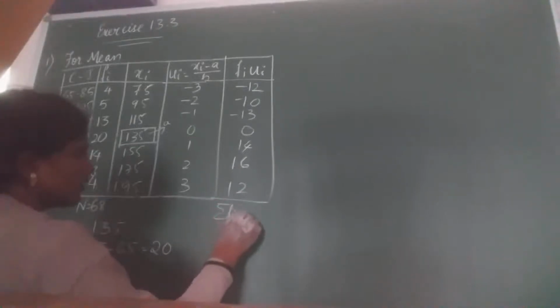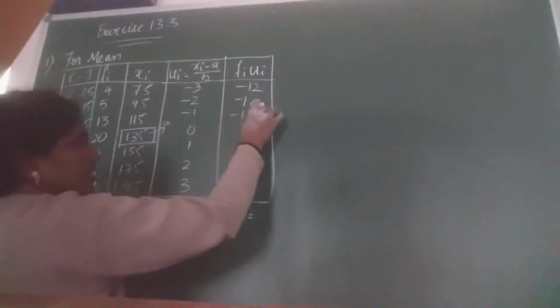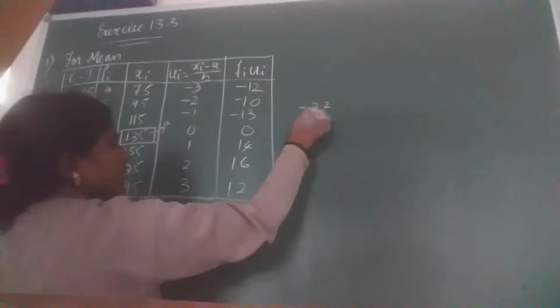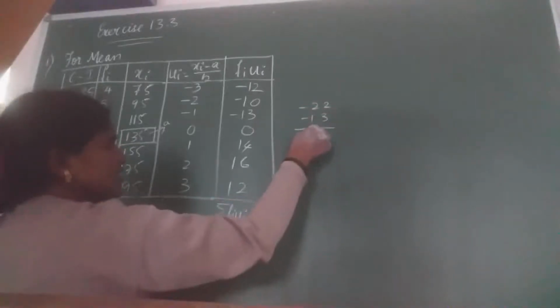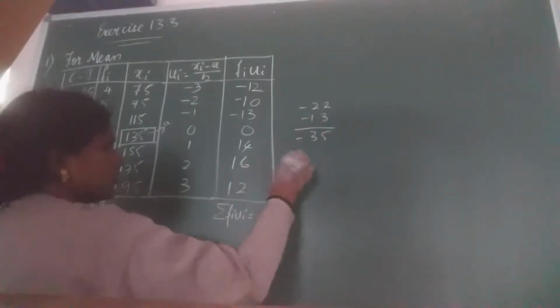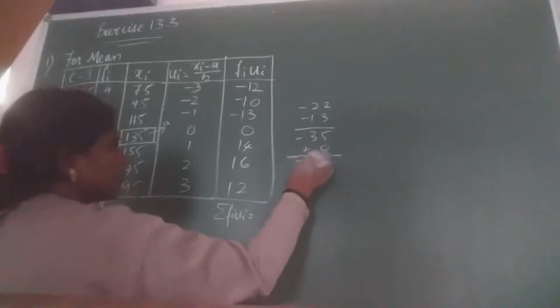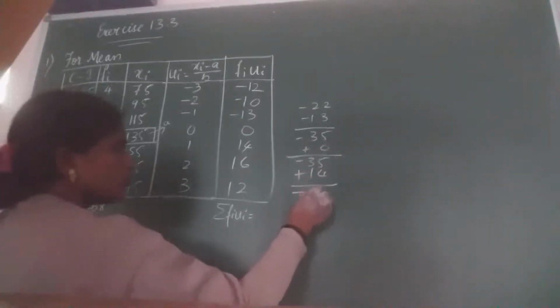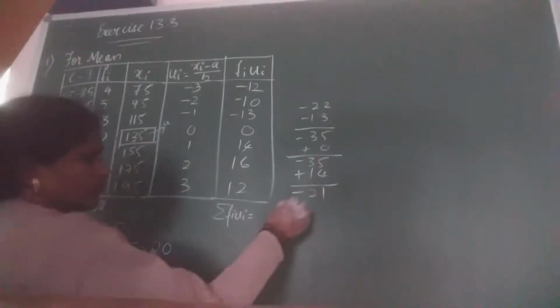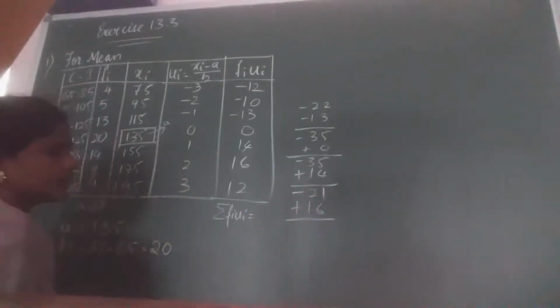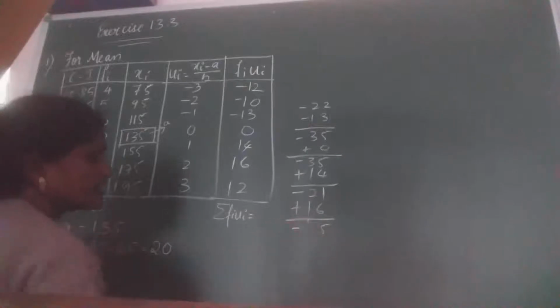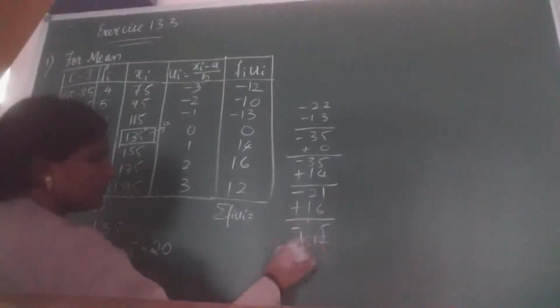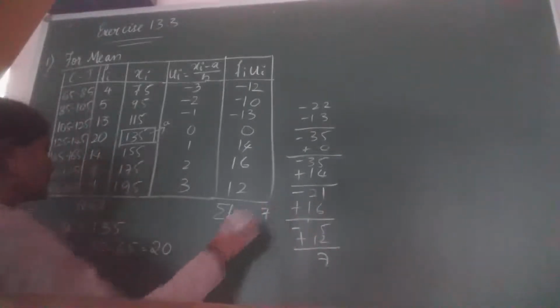Now the summation of fi into ui: how to find it? Minus 12 minus 10 is minus 22, minus 13 is minus 35. Plus 0 is minus 35. Next plus 14 is minus 21. Plus 16 is minus 5. Next plus 12 is plus 7.